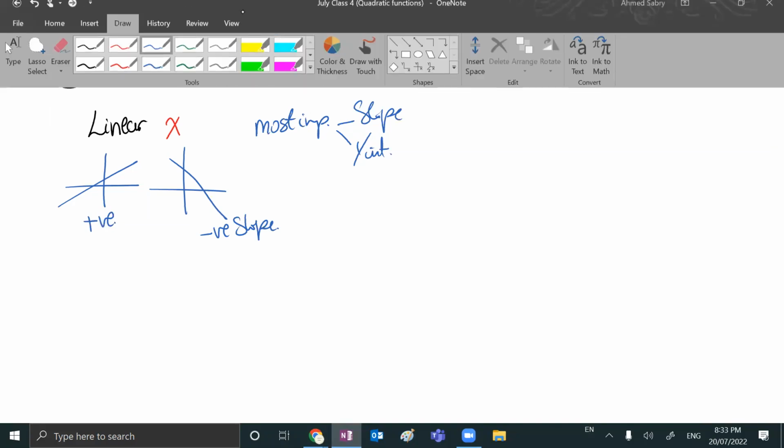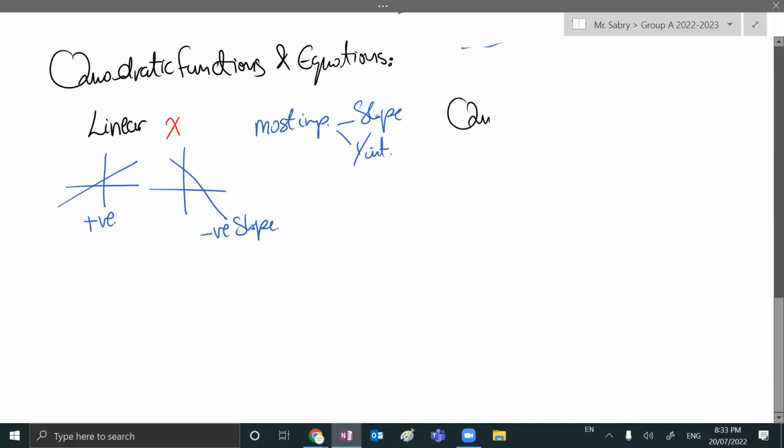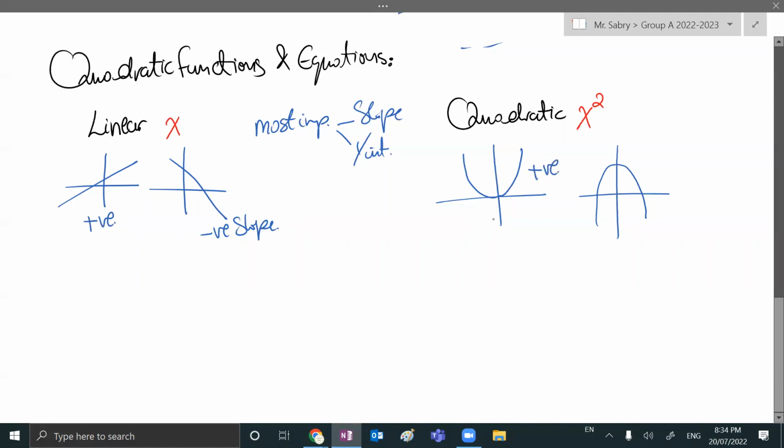So what happens in a quadratic function, on the other hand? A quadratic is a function, or an equation, that has an x to the power of 2. Now the graph of that quadratic function will look like a parabola. It's a U-shape. It's called the parabola. This U-shape is either looking upwards or it could be looking downwards. If it is looking up, this is a positive parabola. If it's looking down, this is a negative parabola.